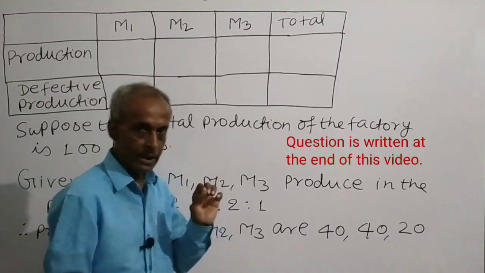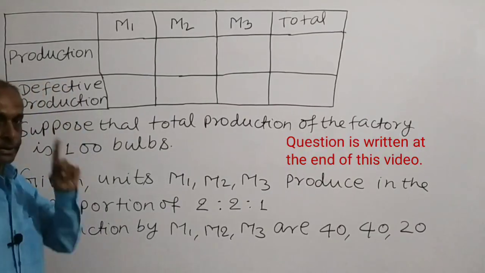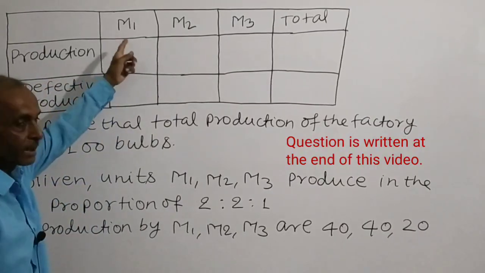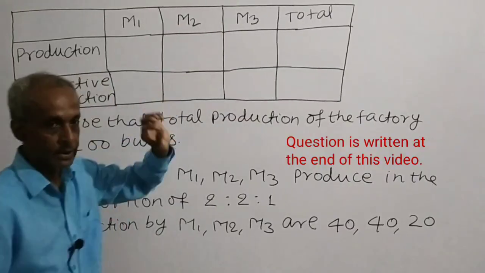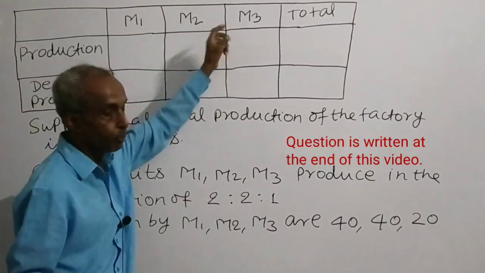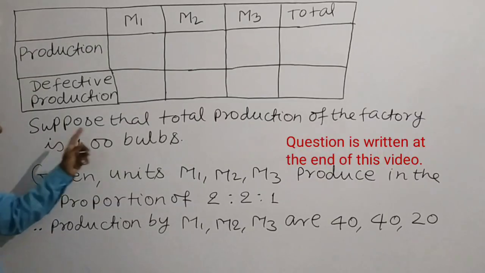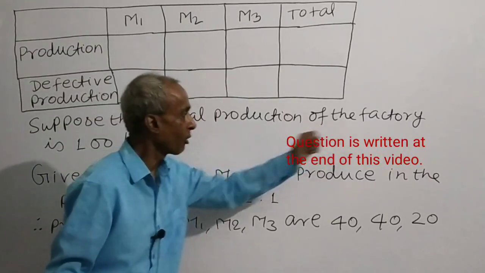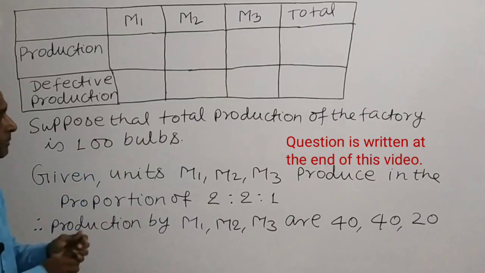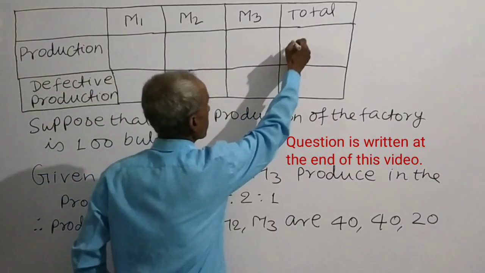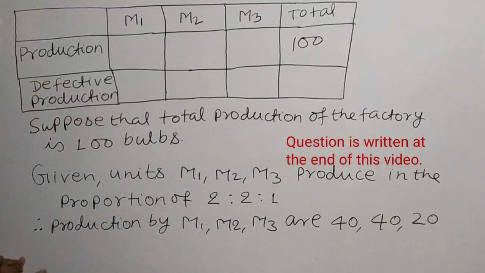A factory produces bulbs. This factory has 3 units, M1, M2, M3. All these 3 produce bulbs. We suppose that the total production of the factory is 100 bulbs.